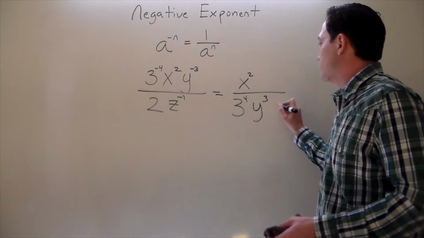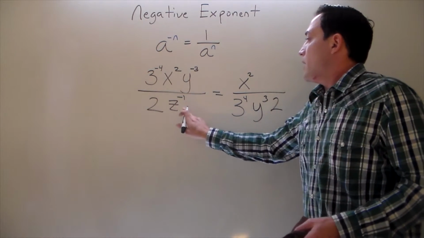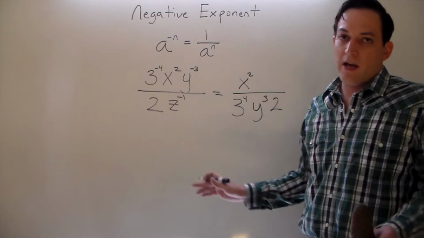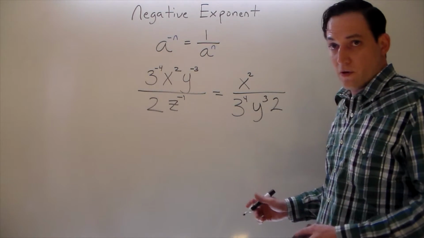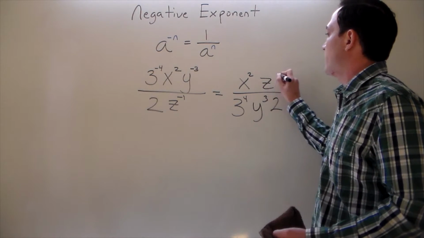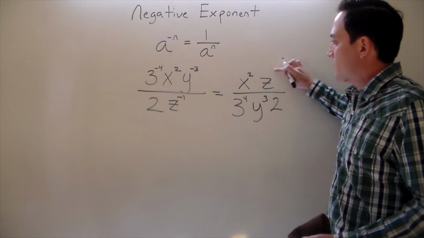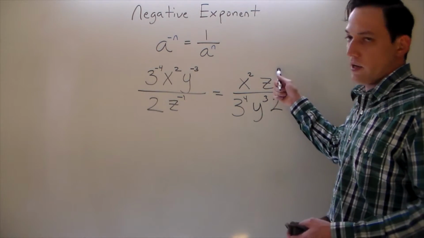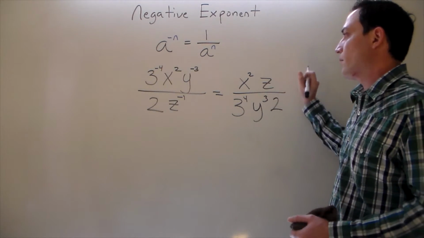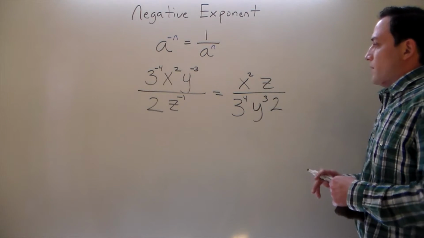So let's go down here. So we have a 2. So then we'd have 2 right here. And the 2 didn't move. It didn't have a negative exponent, just like before. So right here, then the z would just go to the top. And we are accustomed to not writing the power of 1. So that would be it. That would be your simplification.